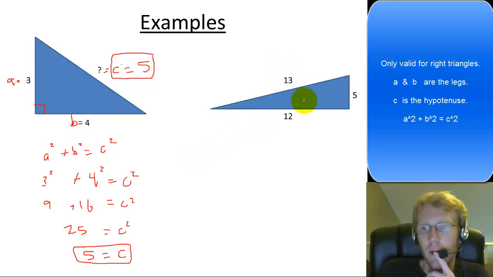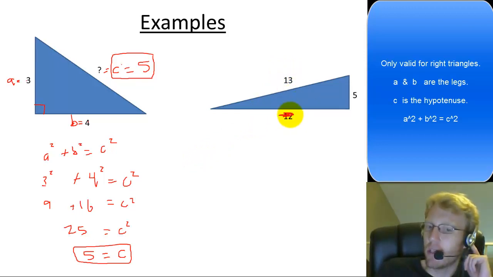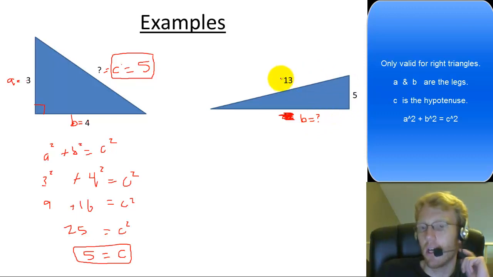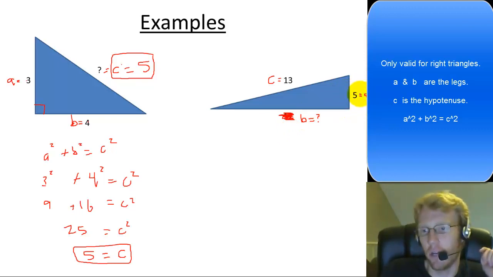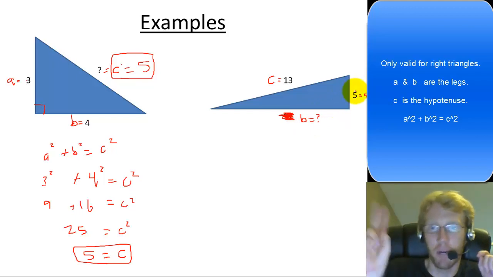Okay? Oh, I've made a mistake here and I've accidentally given away the answer. So let me pretend that we didn't know what that answer was. Let's say b equals question mark. Okay? So let's identify, this is the hypotenuse, so this is going to be our c value, and this is our a value, a or b. A and b are interchangeable. It doesn't matter whether you call this one a and this one b, or vice versa, just as long as the two legs are a and b, and the hypotenuse is c.